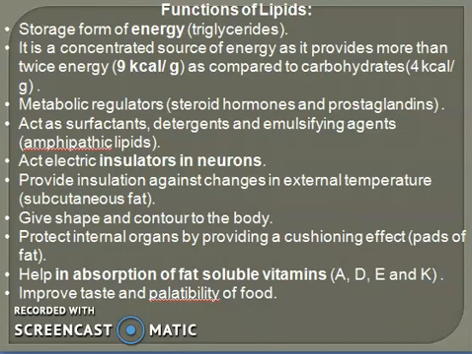Okay, so it can also help as metabolic regulators, steroid hormones and prostaglandins. Then it also works as amphipathic lipids, or it can act as electrical insulators in the neurons. So it can act as an insulator, resisting different temperature changes. It provides insulation against changes in the external temperature, with subcutaneous fat. It also gives shape or contour to the body.